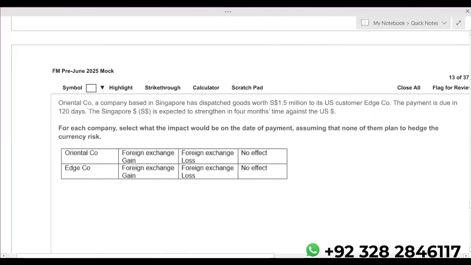Now come here. Okay, let's see. For each company, select what the impact would be on the date of payment, assuming that none of them plan to hedge the currency, they don't want to go for hedging. Wow, great. Let me tell you, if you're not going for hedging, fine, you need to know one thing.